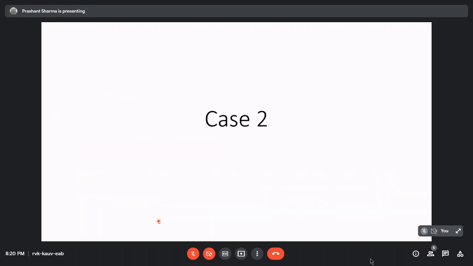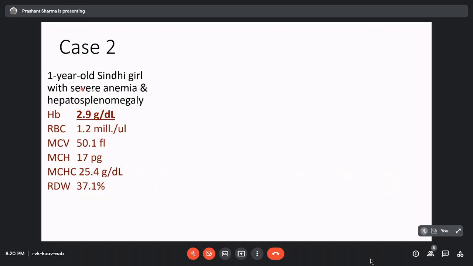So moving on to case 2. Now this is a 1-year-old girl. She's a Sindhi girl from Gujarat, and she has severe anemia and hepatosplenomegaly. Her hemoglobin is extremely low, 2.9 grams per deciliter. She's not been transfused so far, but she obviously desperately needs transfusions. And her RBC count is proportionately reduced. She has severe microcytosis and hypochromia. And look at her RDW, it's massively elevated.